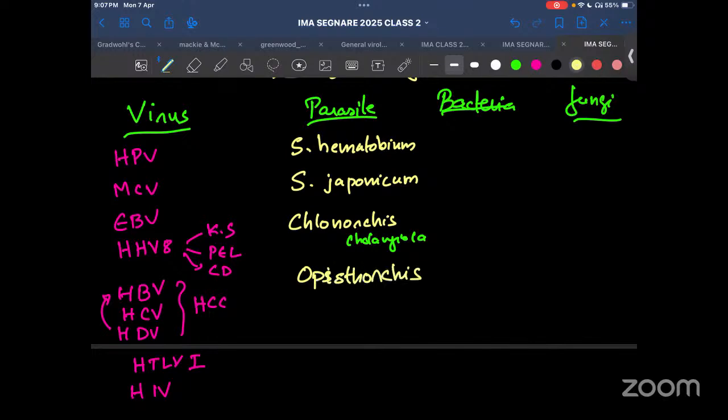So Opisthorchis, another fluke. It can cause hepatocellular carcinoma. See, it is important. It can cause hepatocellular carcinoma as well as cholangiocarcinoma. Okay, cholangio as well as hepatocellular carcinoma. So that is the parasites.